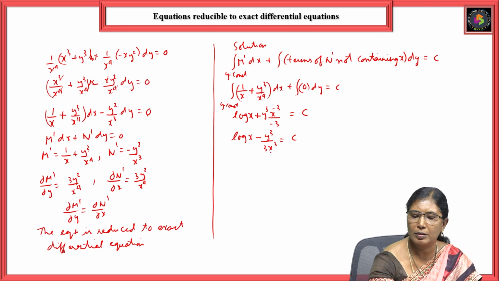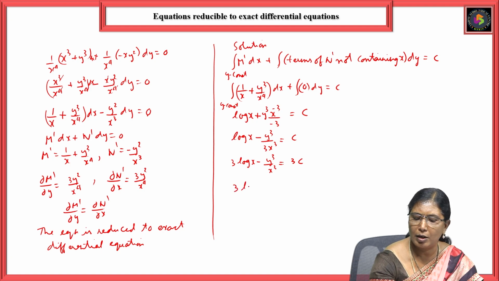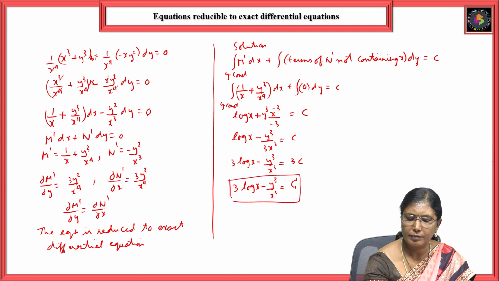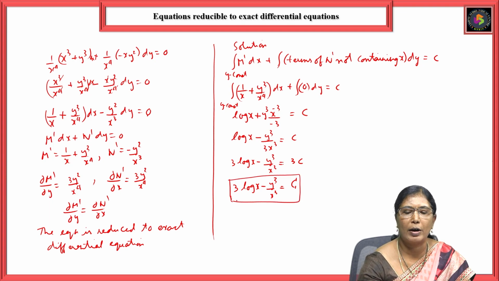If you want to remove this fraction 3, multiply by 3 throughout: 3 log x minus y cube by x cube is equal to 3c. So you can write 3c as one more arbitrary constant: 3 log x minus y cube by x cube is equal to capital C. So this is the answer. This is how we find the integrating factor when the differential equation is of homogeneous type. So we'll go to the next method.